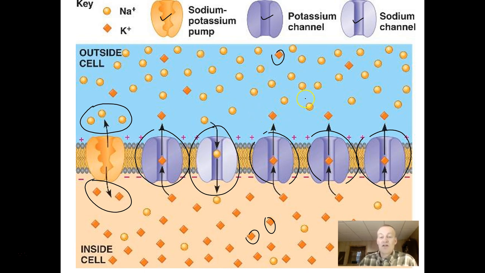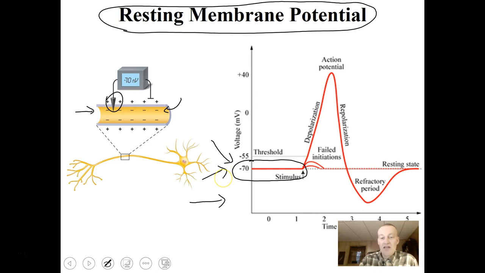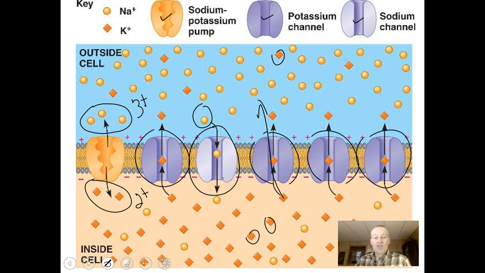Because we have leakier and more potassium leak channels, more potassium is leaking to the outside than positive charge coming inside through the fewer sodium channels. And in that sodium potassium pump, notice it's always giving away three positive charges for every two positive charges that come in. So in totality, when you add up all of these things working together, we get that negative 70 millivolt resting membrane potential. That occurs in all the cells of your body.